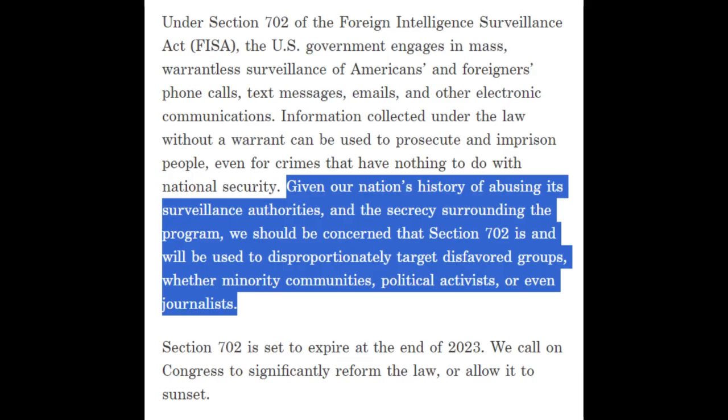Given our nation's history of abusing its surveillance authorities and the secrecy surrounding the program, we should be concerned that Section 702 is and will be used to disproportionately target disfavored groups, whether minority communities, political activists, or even journalists.